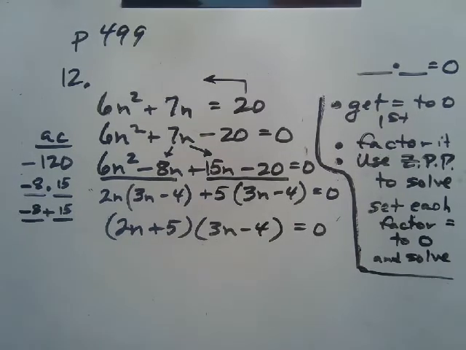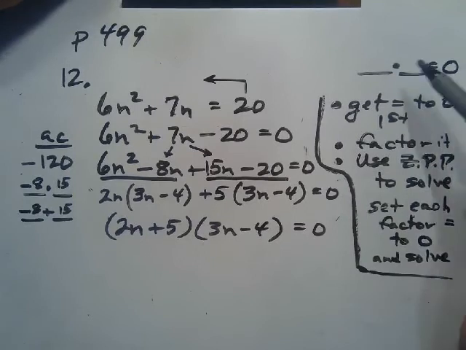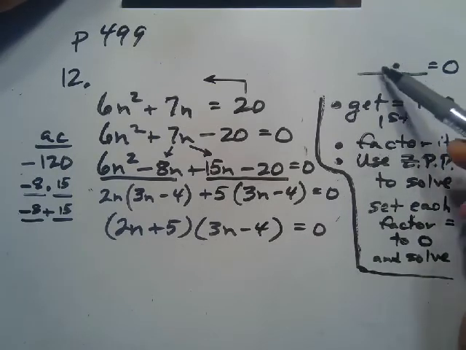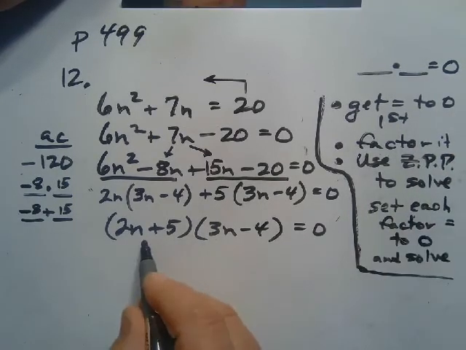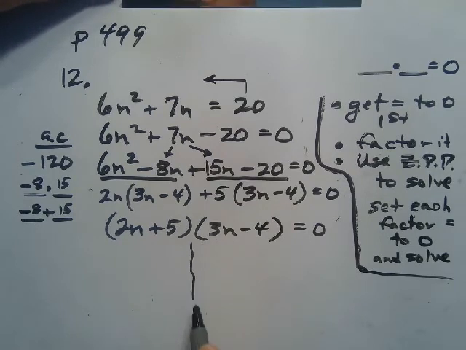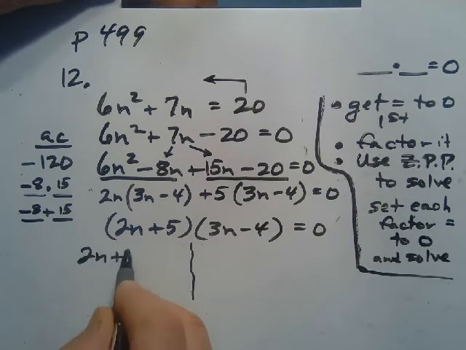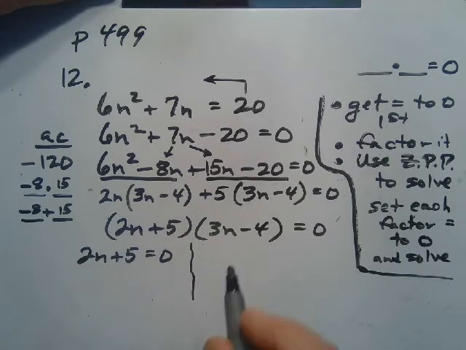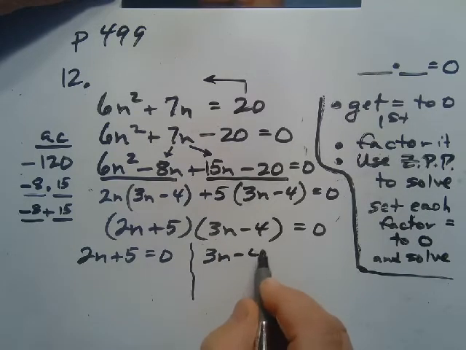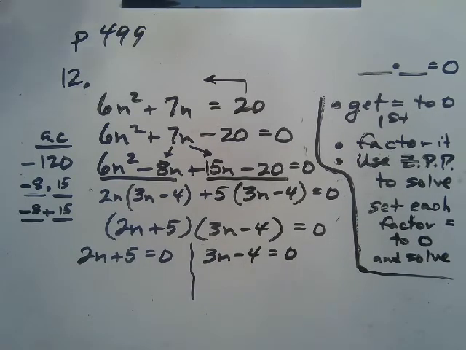Alright, so I have two factors now. Now, using the zero product property, again, if one of those has to be 0, either one of these is 0, then I'm going to set each one equal to 0. Now, it's not so easy to tell on these what the right answer is, so setting them equal to 0 is the way to do it.